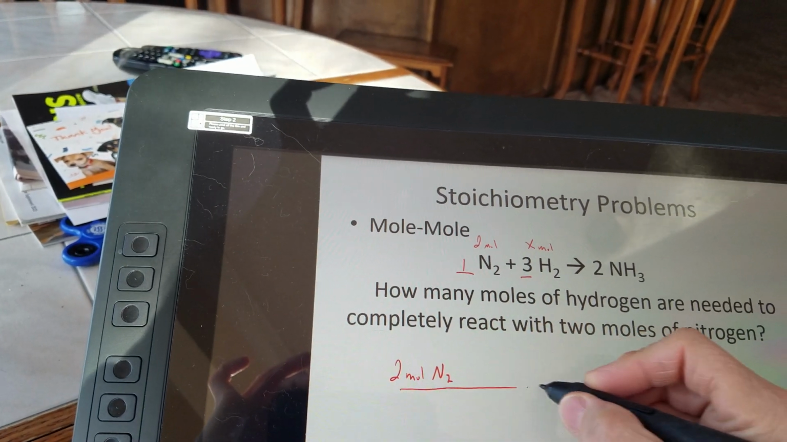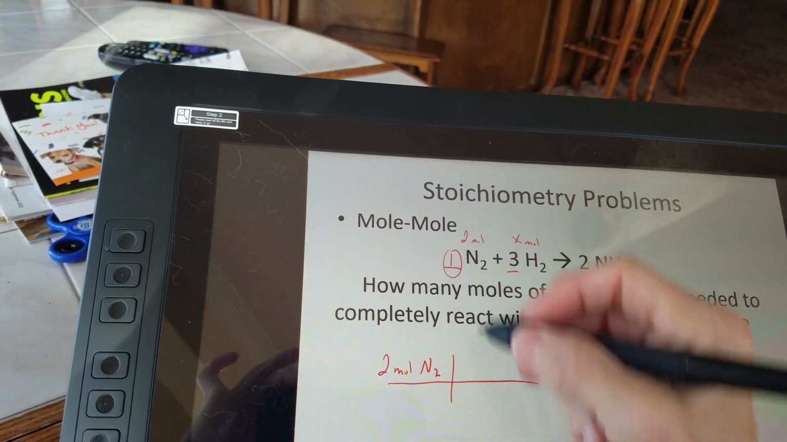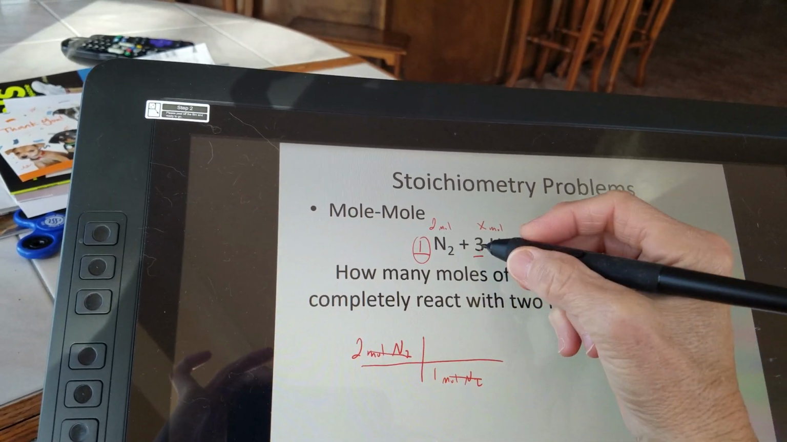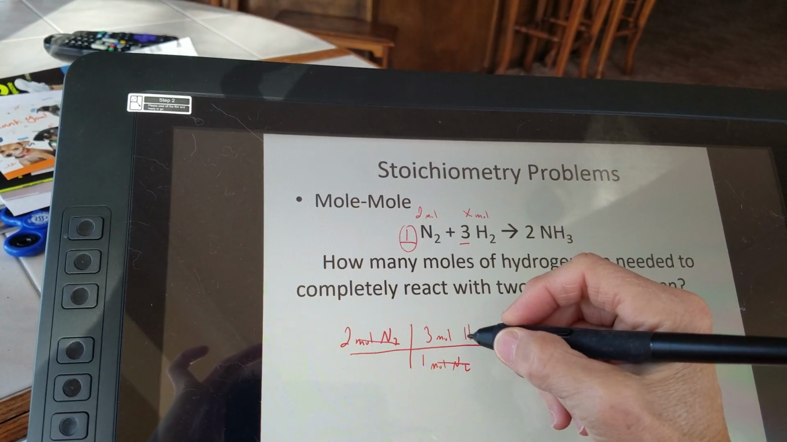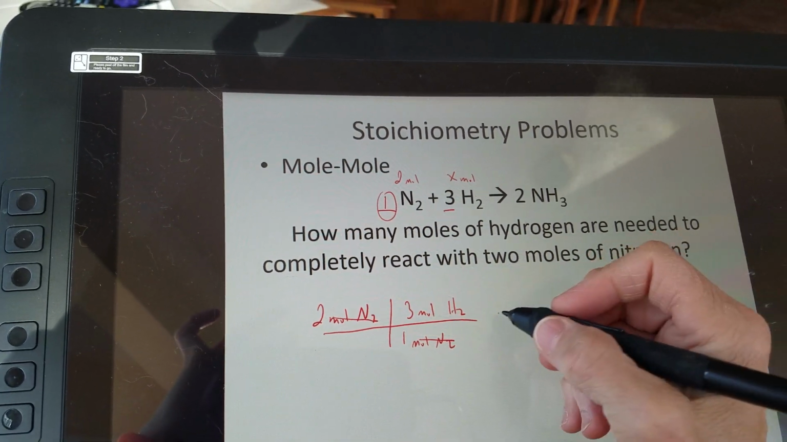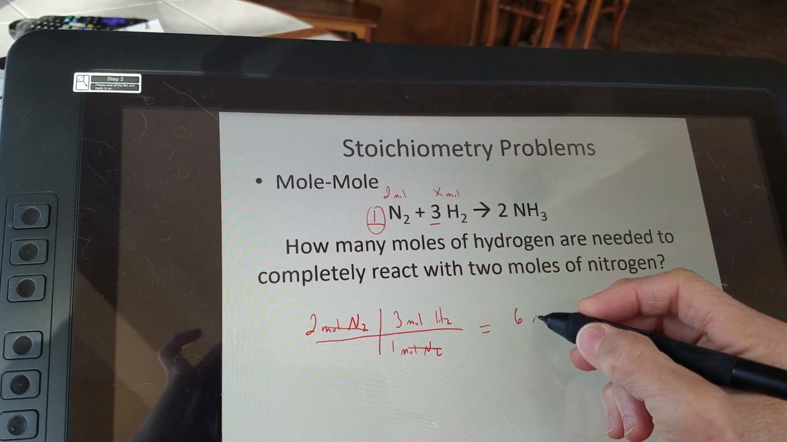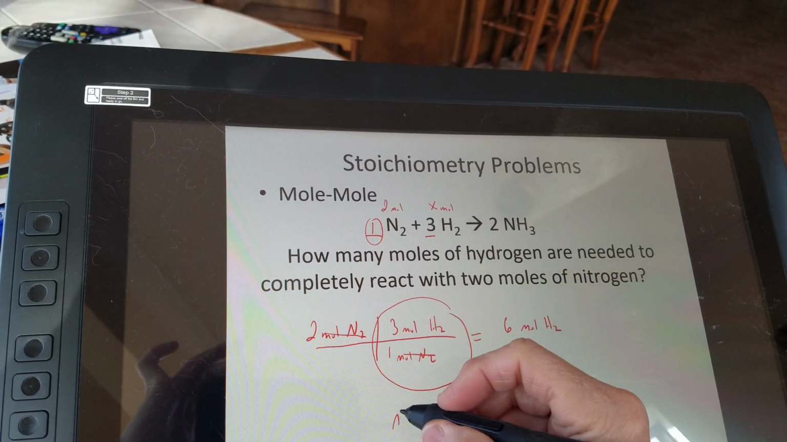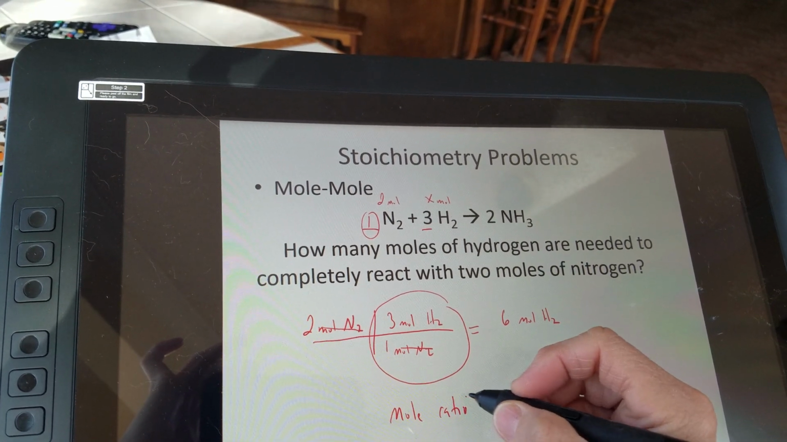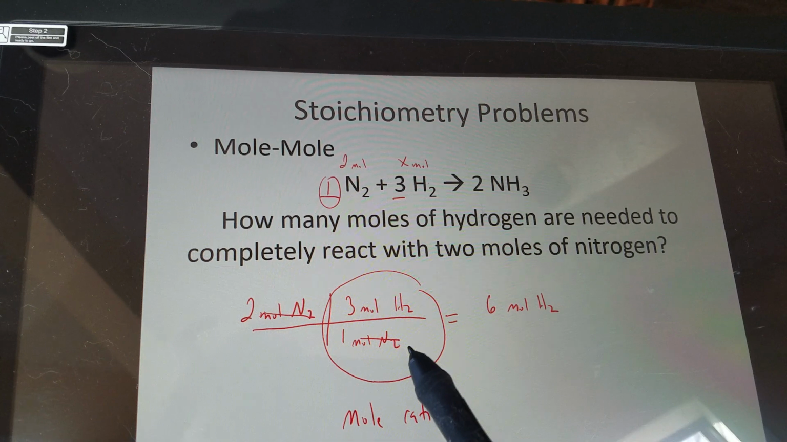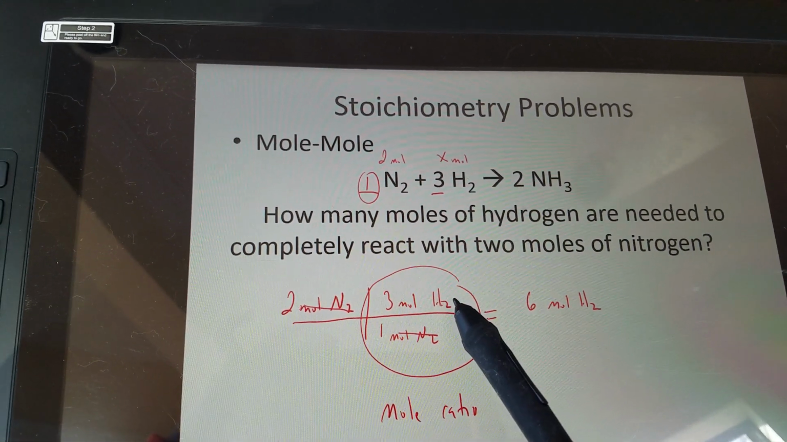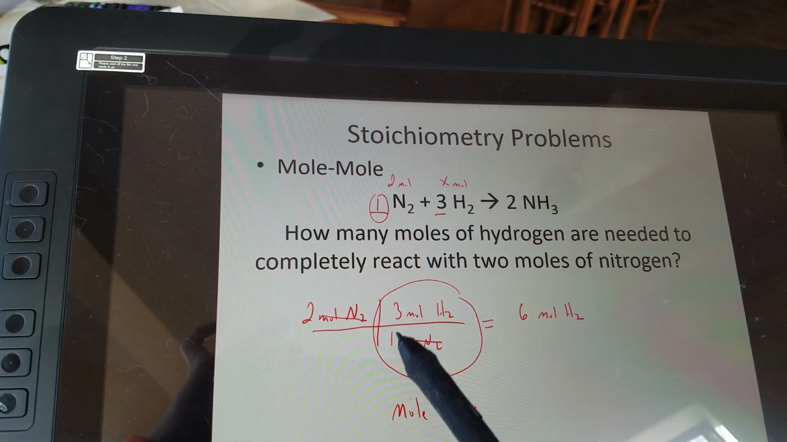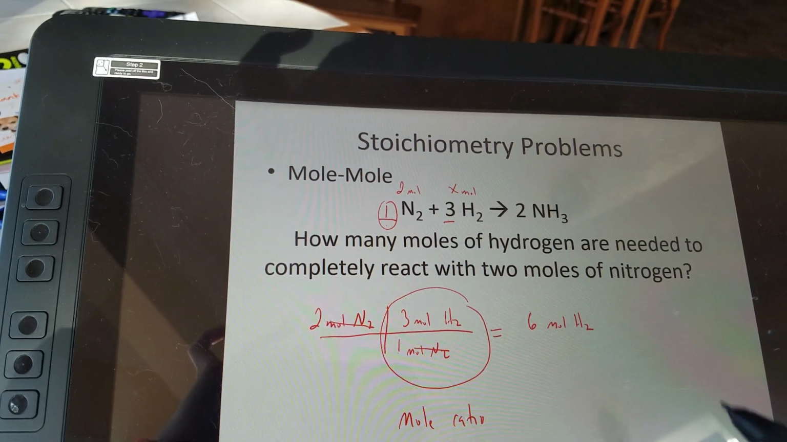Now we put our 1 mole of nitrogen down here so that moles of nitrogen cancel, and put our 3 moles of hydrogen up here, the substance we're interested in. Then all we have to do is multiply. That gives us 6 moles of hydrogen. This is our mole ratio step, and it allows us to go from the moles of what you start with to the moles of what you're looking for. To get these, you have to have your balanced equation, and these numbers, the 1 and the 3, come from the coefficients of that balanced equation.